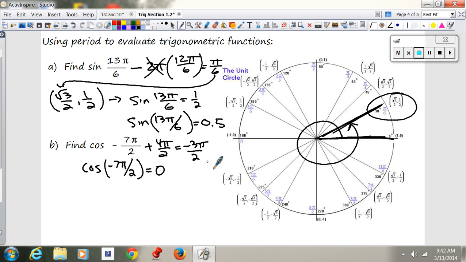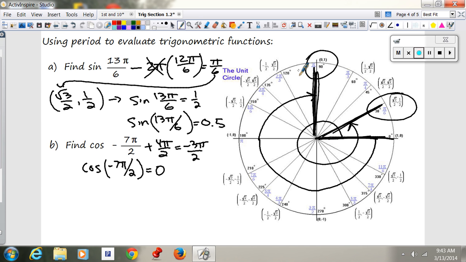Is that on my unit circle? It's on the one that you guys made, because you guys put in the negative angles, right? Negative 3 pi over 2 would start here. This is 1 pi over 2 negative. This is negative 2 pi over 2, which is negative pi. This right here is negative 3 pi over 2. So starting here and ending here would be my negative 3 pi over 2. What's my coordinate up there? 0, 1.